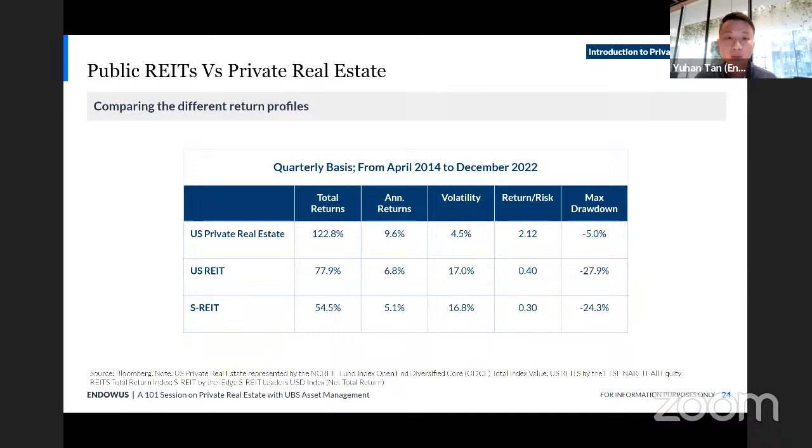So the returns for private real estate look a lot stronger, but as we noticed in the previous graph, this can be highly dependent on the time period that we use for comparison. But when looking at the volatility and max drawdown, you can see that it's a lot lower for private real estate. And so that somewhat represents a smoother investment journey along with a better risk to return profile.